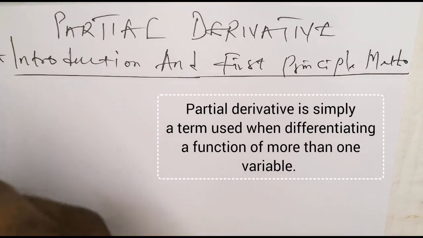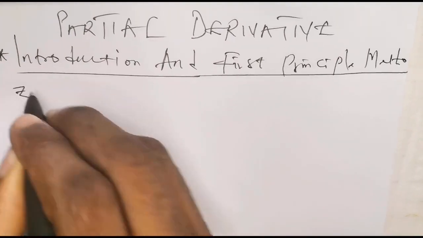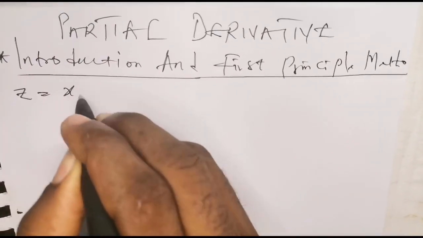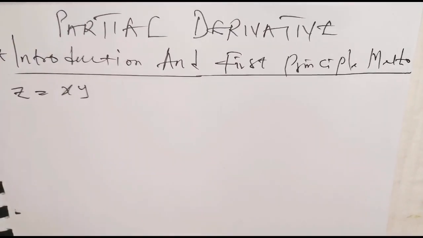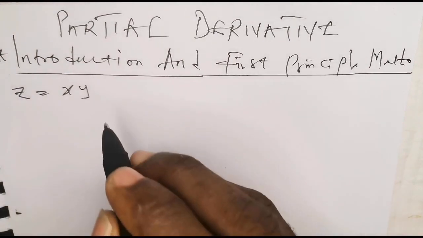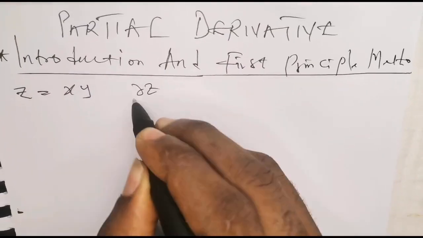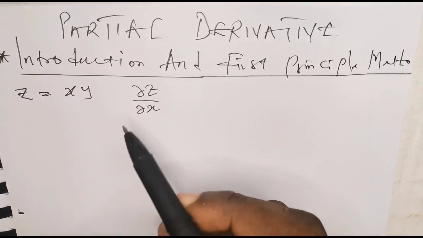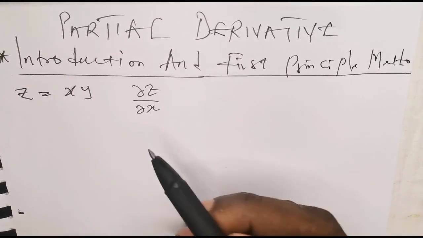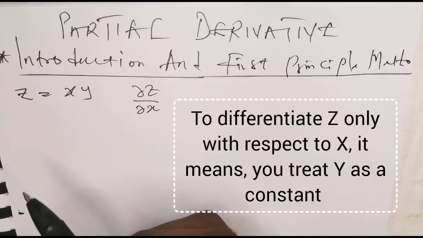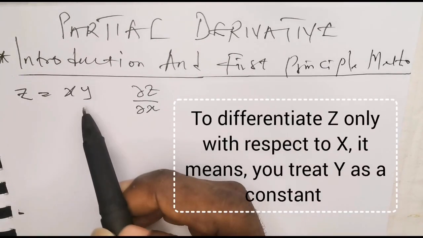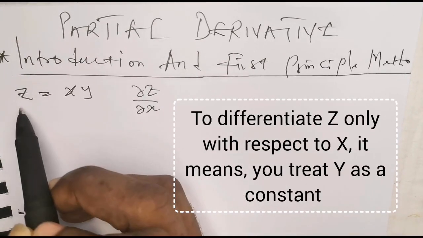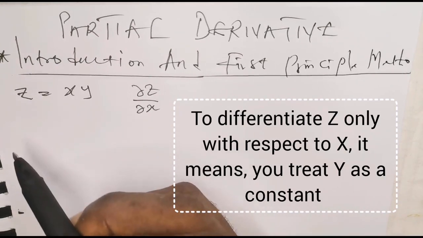For instance, let's say I have z equal to x and y multiplying one another, and I am asked to differentiate z with respect to x. So this symbol is the symbol for partial. So I'm asked to partially differentiate z with respect to x. That simply means that I should treat y as a constant and differentiate z only with respect to x.